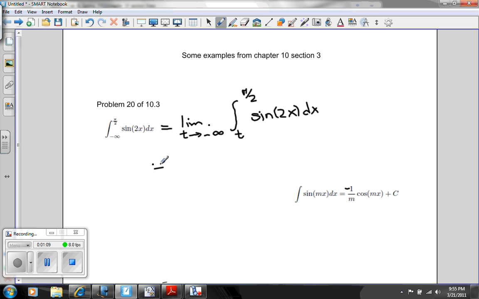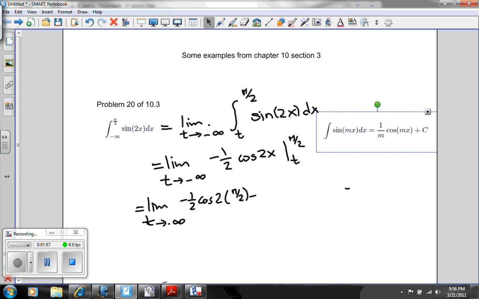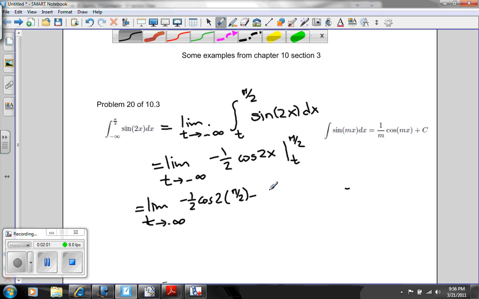So here we get the limit as t tends to negative infinity of negative 1 over 2 cosine of 2x from t to pi over 2. Okay, so let's substitute these values in. So we get the limit as t tends to negative infinity of negative 1/2 cosine of 2 times pi over 2, minus negative 1/2 cosine of 2t.